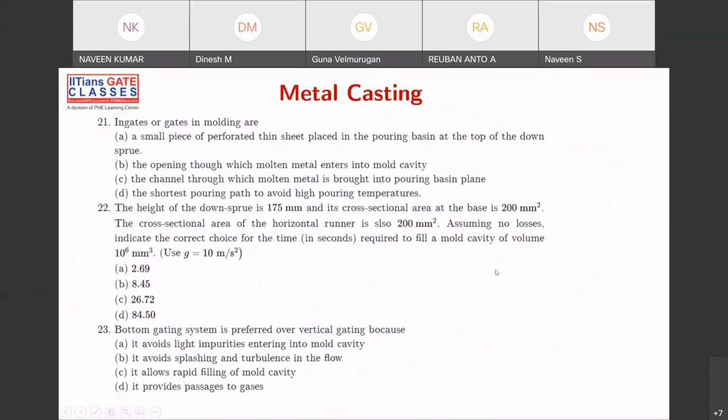Yeah. Tell me this answer. 21st one. What is the answer? Anyone? Okay, I got one answer, B. Let's see.